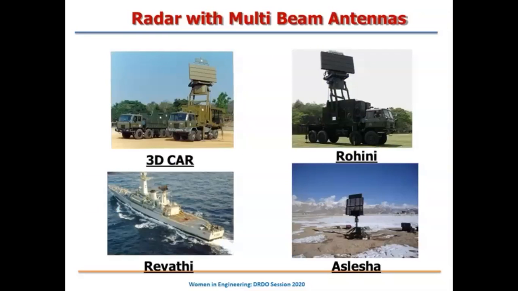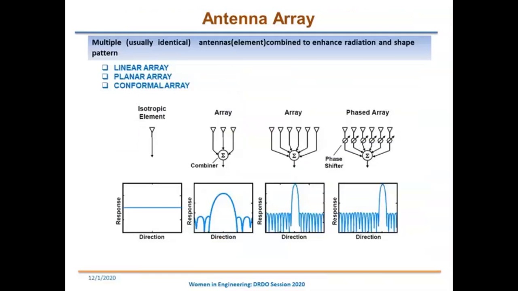For some Revati is on the ship, and another, all three are on the ground. These are ground-based radars. One key feature of any antennas of our radars are antenna arrays. Antenna arrays are one of the techniques where you can have a focused beam.